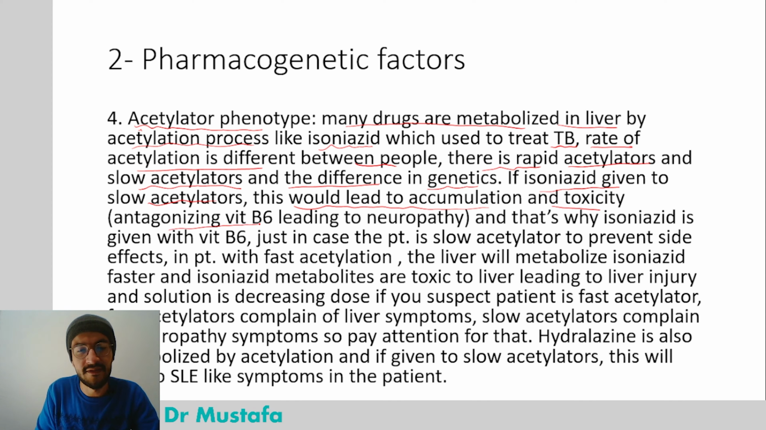That is by antagonizing vitamin B6, leading to neuropathy. And that's why isoniazid is given with vitamin B6, just in case the patient is a slow acetylator, to prevent side effects from happening. Now in a patient with fast acetylation, the liver will metabolize isoniazid faster, and isoniazid metabolites are toxic to the liver, leading to liver injury. The solution is decreasing the dose if you suspect the patient is a fast acetylator. So if it's a slow acetylator, we give vitamin B6, and if fast acetylator, we decrease the dose. Fast acetylators complain of liver symptoms, slow acetylators complain of neuropathy. So pay attention to that.